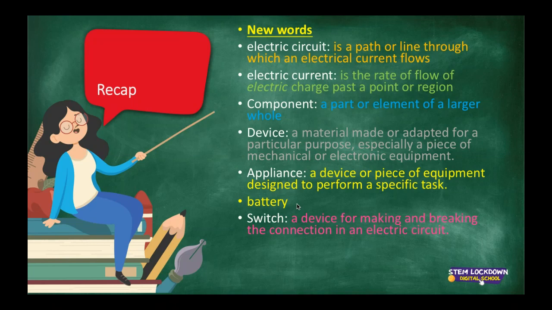All right, then we have a switch. A switch is a device for making and breaking the connection in an electric circuit. Now, if you remember yesterday's lesson, I spoke about a lamp. Now, a lamp has a switch. If I press the switch and put it on, the light will go on. If I press the switch again, it will go off, meaning it has broken the connection in the current. So the switch helps to break and to connect.